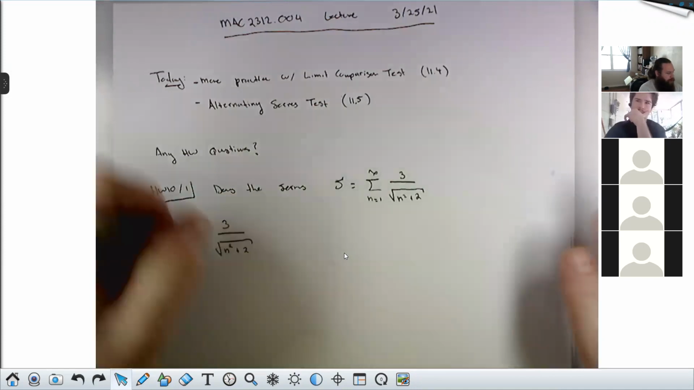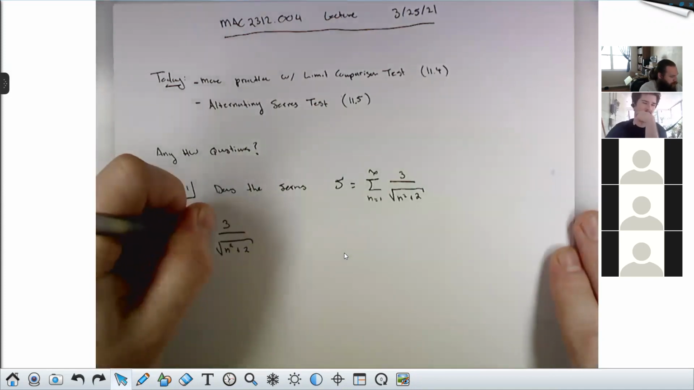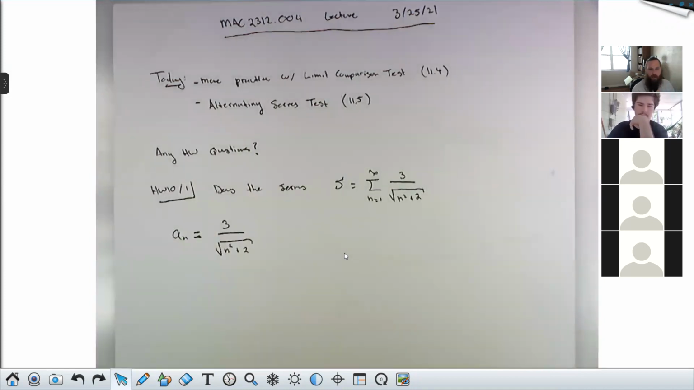Remember what we talked about on Tuesday. We're kind of looking for the asymptotic behavior here. So we're looking for the dominant terms upstairs and downstairs. That's what we would want to do to decide how to compare, to gain some intuition about what we think is going on with the series. So the a_n here are 3 over the square root of n squared plus 2. The 3 upstairs is just a constant. It's not growing or decaying. But downstairs, we have the n squared plus 2 under a square root.